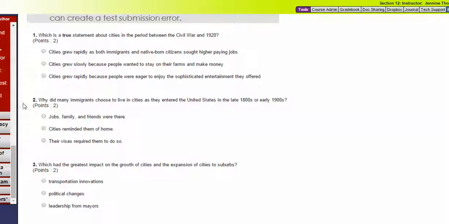Number 2, why did many immigrants choose to live in cities as they entered the United States in the late 1800s or early 1900s? A, jobs, family, and friends were there. Option B, cities reminded them of home. Or the last option, their visas required them to do so.